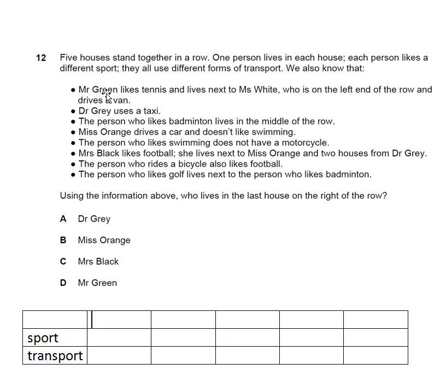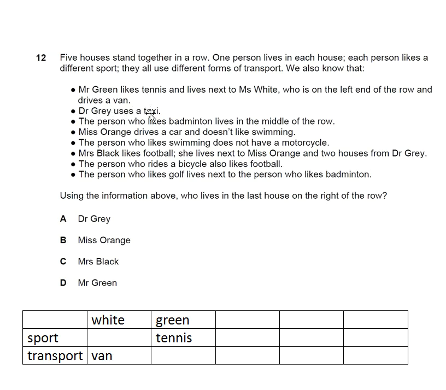All right, so let's sort through the information. I'll show you how you could fill this grid in. Mr. Green likes tennis and lives next to Miss White, who is on the left end of the row and drives a van. All right, so Miss White is the first one we can fill in because she's on the left end of the row, which will be here. So we'll put White. Do we have any more information? She drives a van, goes into transport. All right, Mr. Green, he's next to Miss White, so we can put him there. He likes tennis and lives next to Miss White. All right, so that's all the information. We got everything out of that bit.